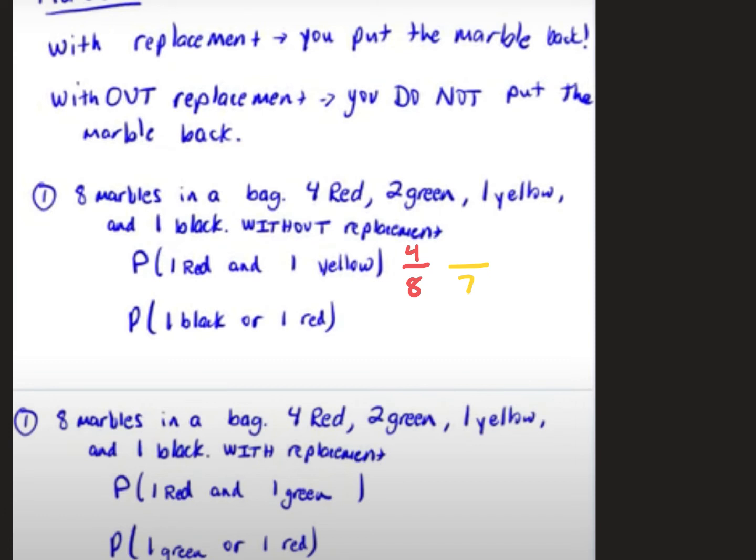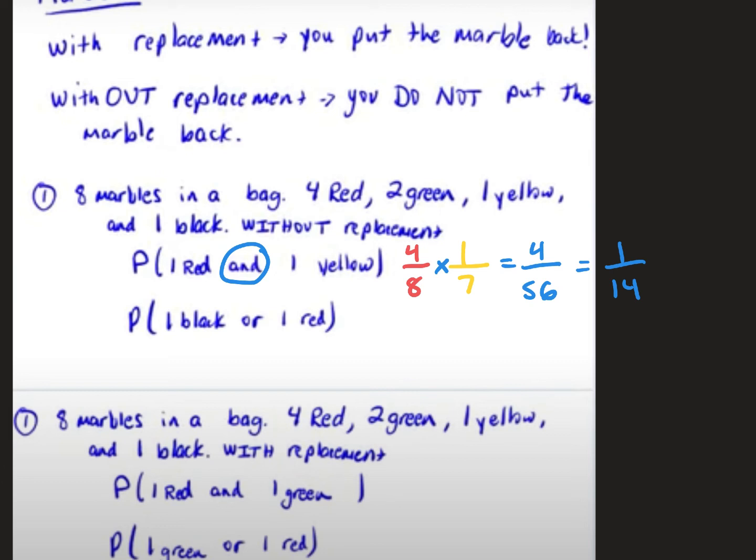How many yellow do I have in the bag? 1. And when this says and, what do I do with these two numbers? Multiply. So when you multiply fractions, we multiply straight across. So 4 over 56, which would be 1 over 14. Is this kind of what we were doing on 8.5?